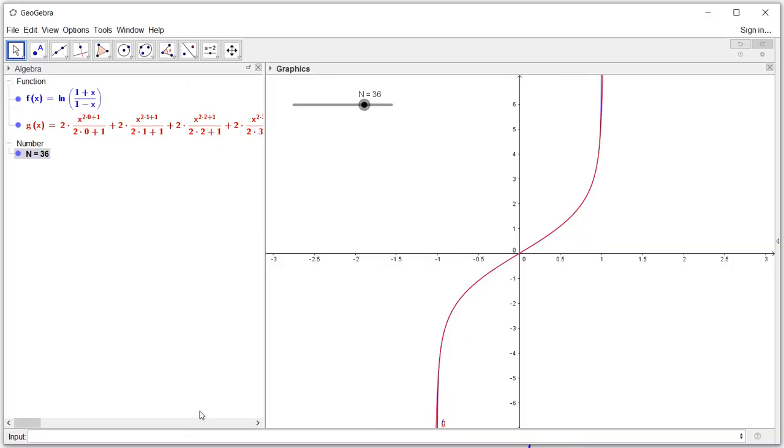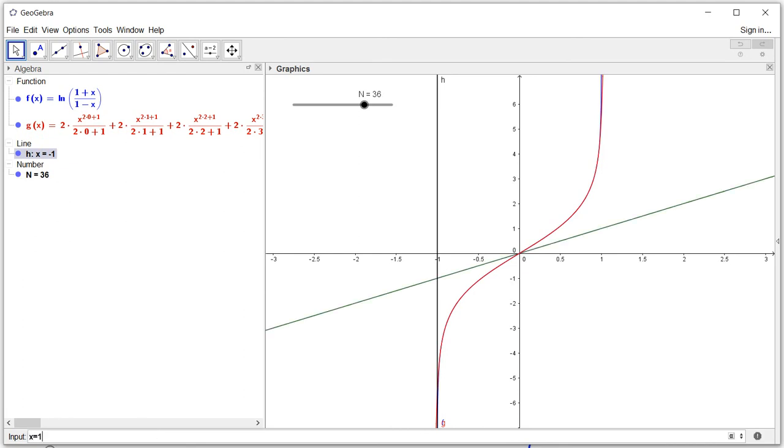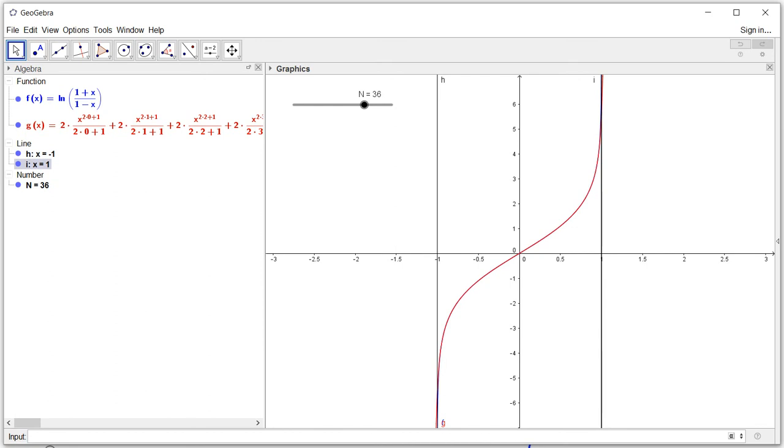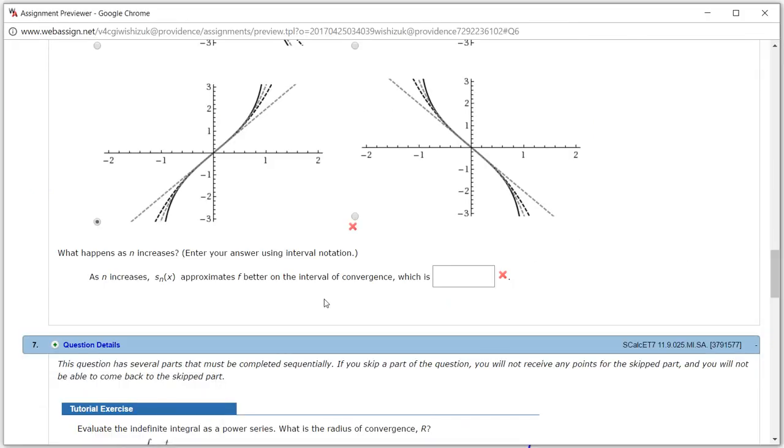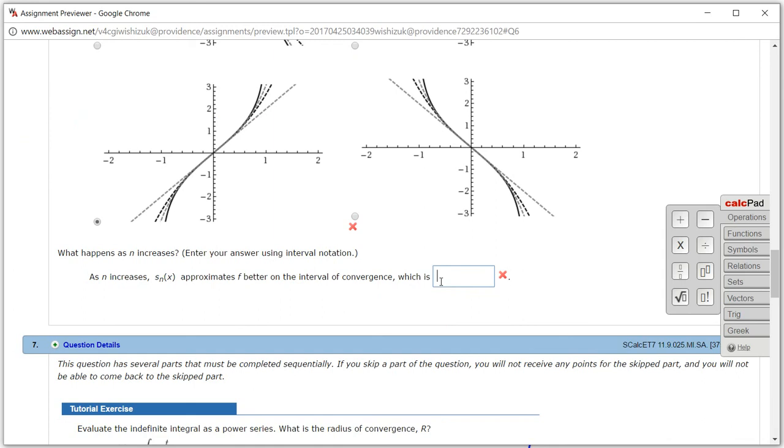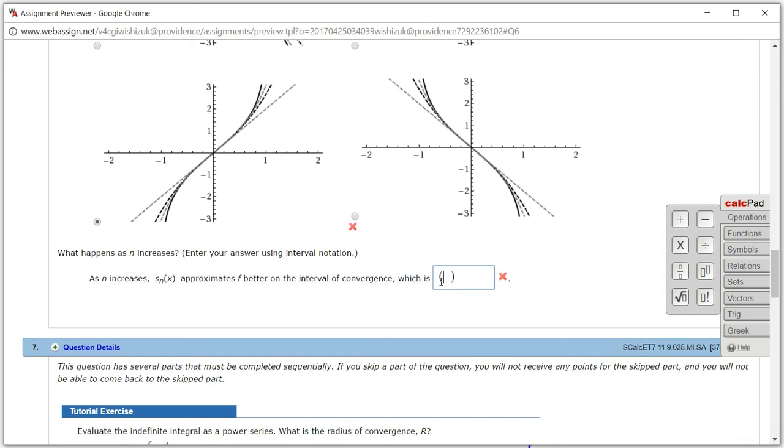but you can see that this is going to be between x equals negative 1 and also x equals positive 1. So you can see that it's going to be between -1 to positive 1. So we can answer the next question: between -1 to positive 1.